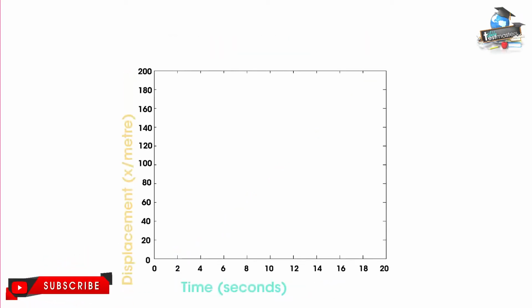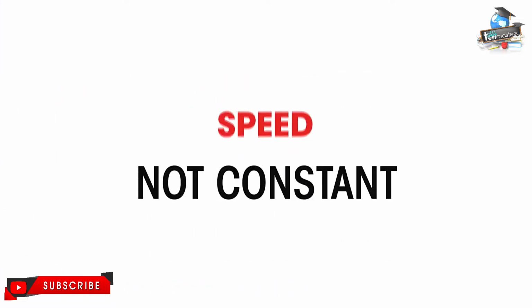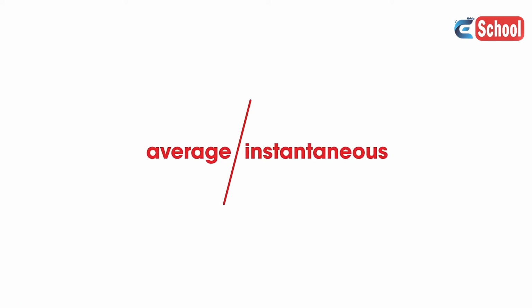In a longer race, you might start off very quickly, but end up slowing down as you get tired. And in some races, runners will speed up right at the end. All of this means that our speed is not constant for the entire race. This is Usain Bolt again. This is where we need to consider the difference between average speed and instantaneous speed.